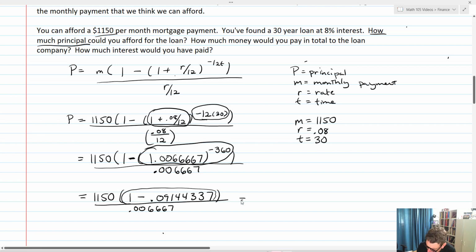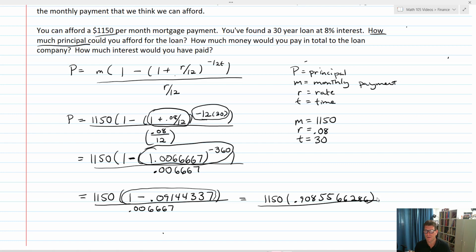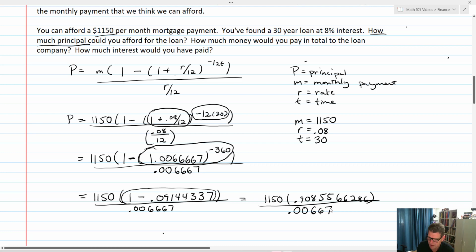Okay? And so that ends up equaling 1,150 times 0.9085566286. And I'm going to actually keep a lot of decimal points here so that I don't end up too far off from my number. The more rounding that I do, the further off from my number I might get. Okay, and then I'll divide that by 0.00667. And finally, I'll multiply by 1,150, and then I'll divide by 0.00667. And what I'm left with is approximately, because I rounded a couple of times, $156,647.69.